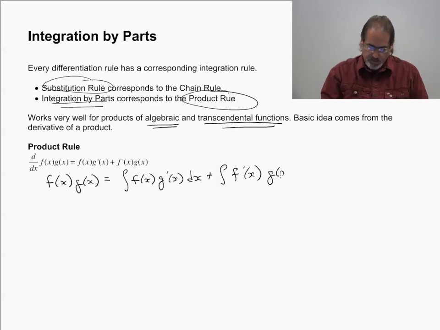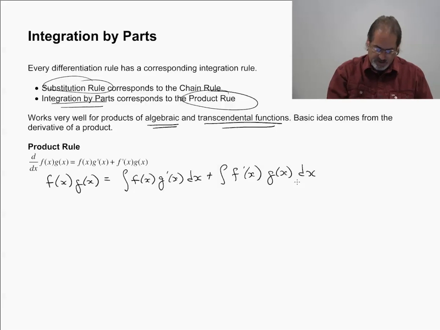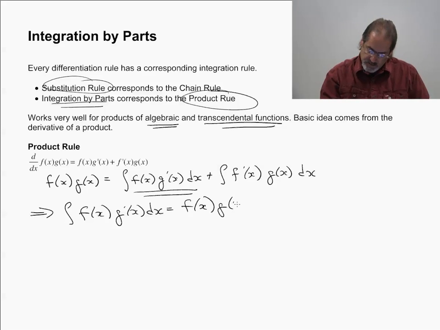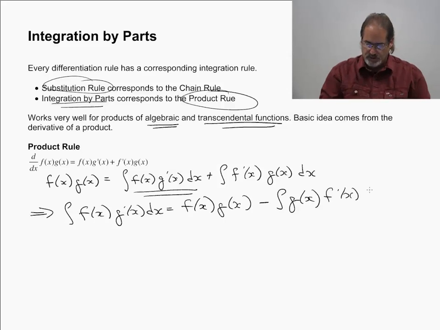Now, what I'm going to do is solve this for the integral of f of x g prime of x. And when I do, what I get is the integral of f of x times g prime of x dx is equal to f of x times g of x minus the integral of g of x f prime of x dx. That's this piece right here, and I simply changed the order slightly.